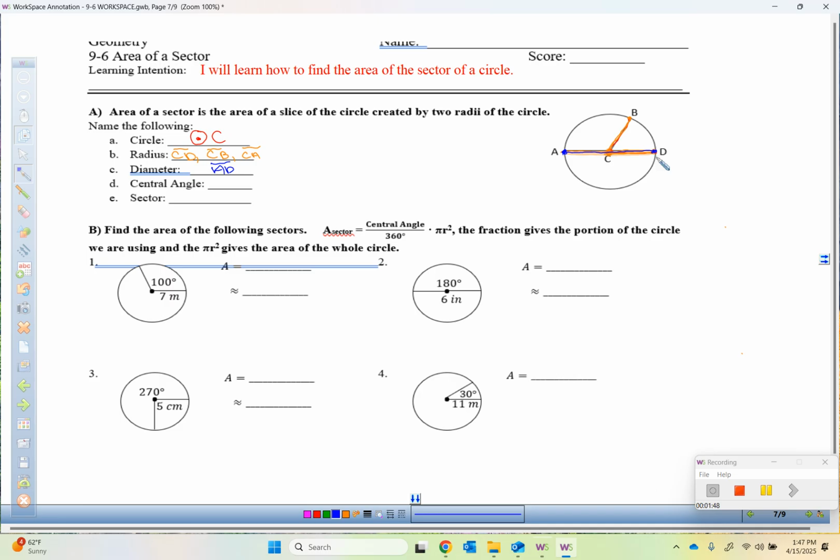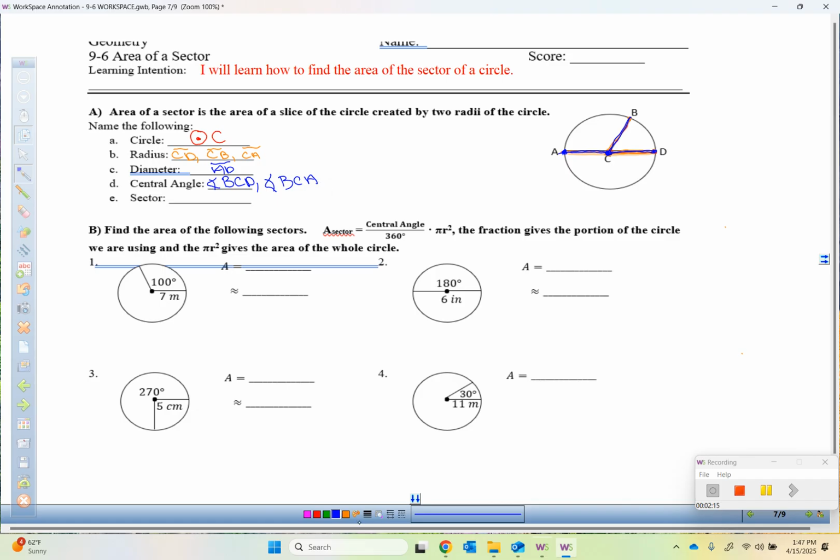For a central angle, the vertex is always the center of the circle. An example would be angle BCD. Who can think of an example of another one? Good, BCA. Those are 2 examples.